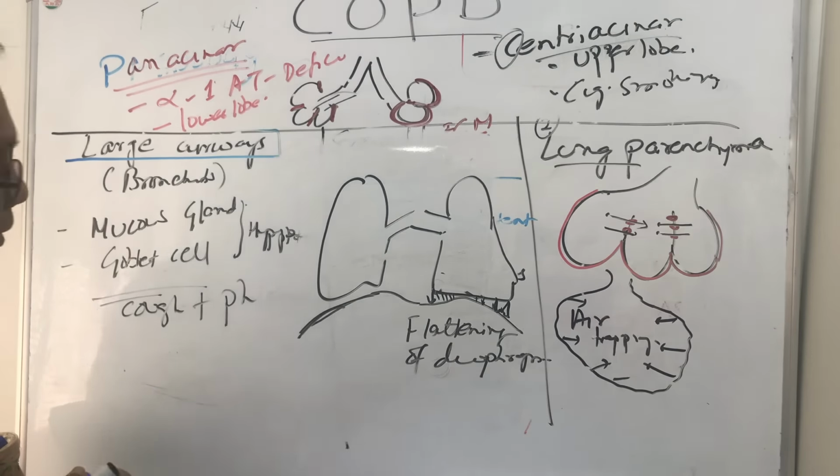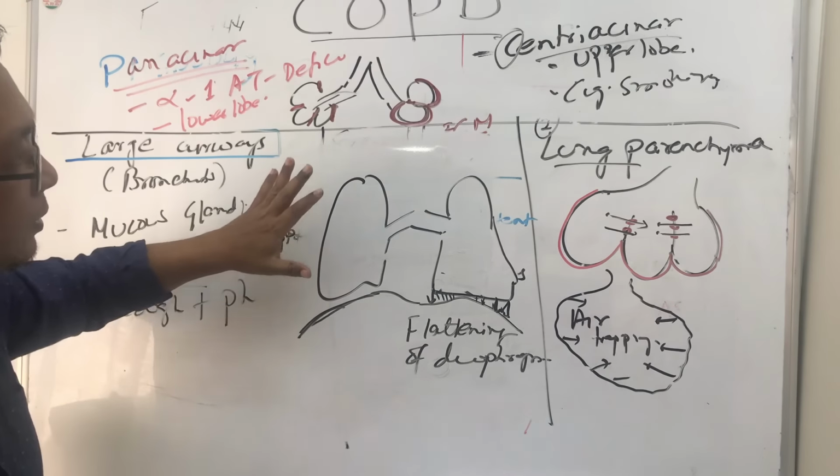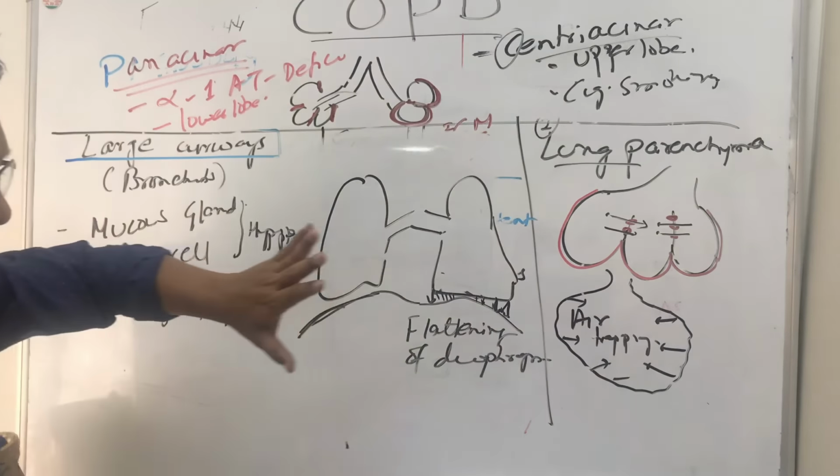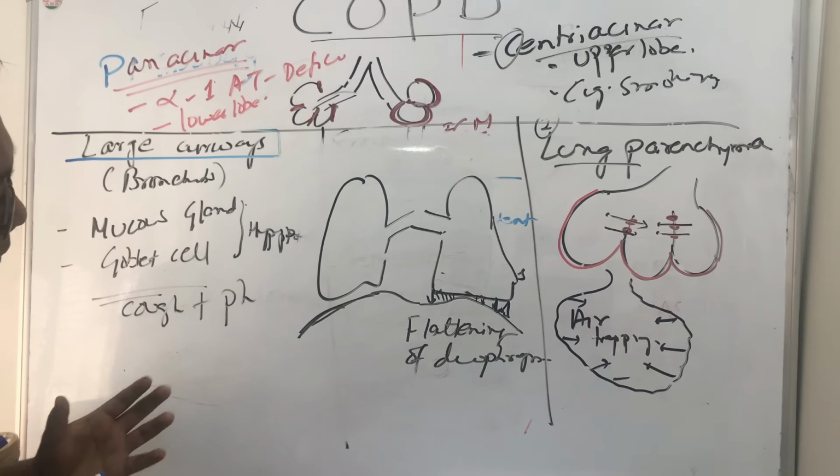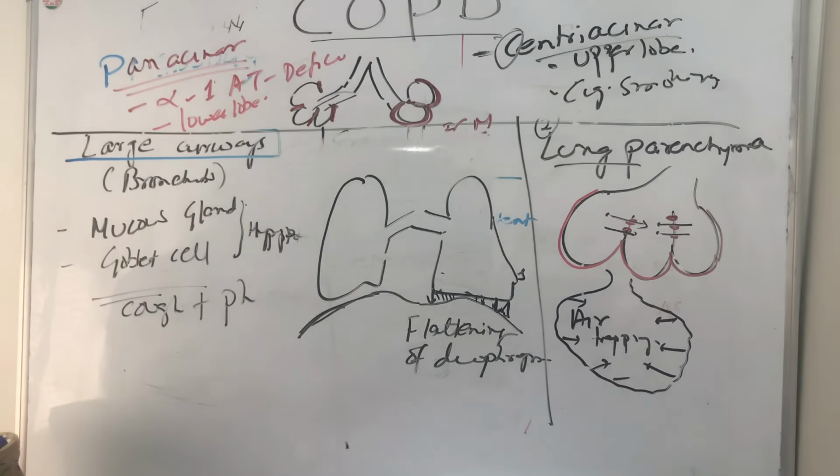Okay, so these are the 3 pathology findings. One is large airways, then small airways, and in lung parenchyma there are perforated walls, then a large abnormal air sac is produced, and lots of macrophages also come into the scenario, and then it can become either centriacinar or panacinar. So this is the pathology.